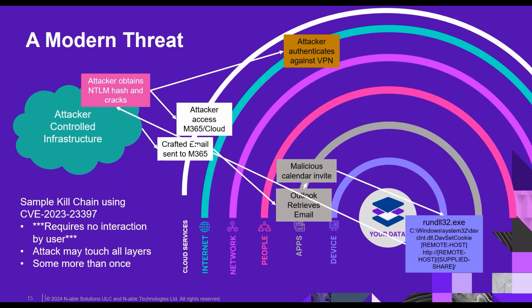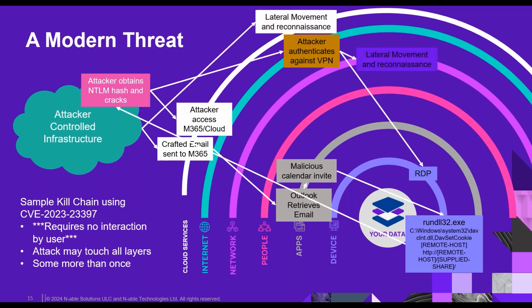But then that attacker, now that they have those NTLM hashes, they can use those for multiple additional attacks. They can use that to gain access to the M365 tenant for that client. They can use those credentials potentially to authenticate against the VPN of the environment. That then opens up the ability for lateral movement and reconnaissance. The attacker can maybe leverage RDP or other services in the environment to make those lateral movements because they have a set of valid hashes for the user.